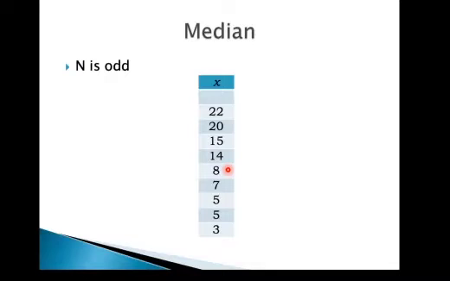Now, if we add another number, 25 here, n now becomes 10, and that's an even number. So 10 plus 1 is 11, divided by 2, and that is 5.5. And so the median will be between the fifth and the sixth number, 5.5.